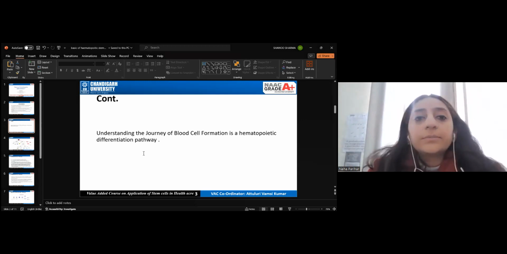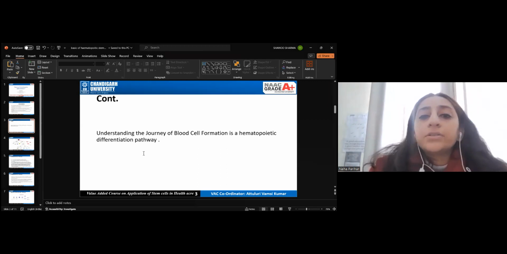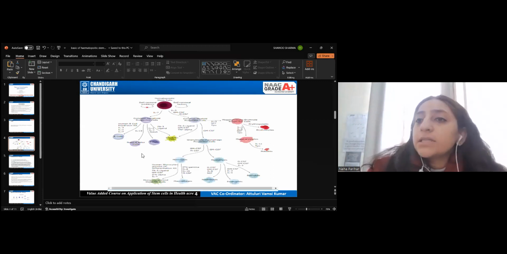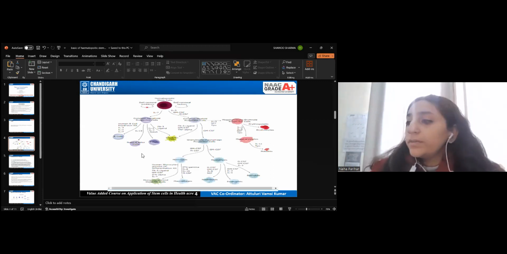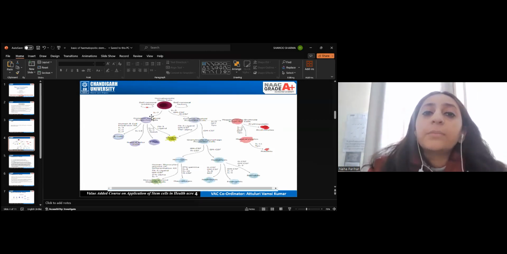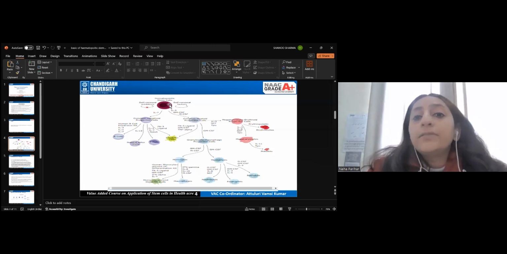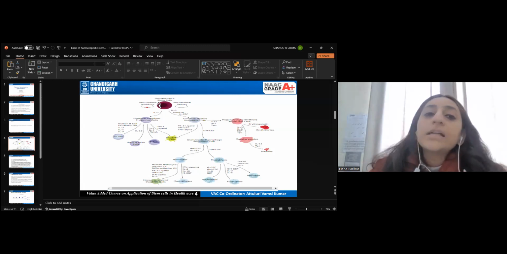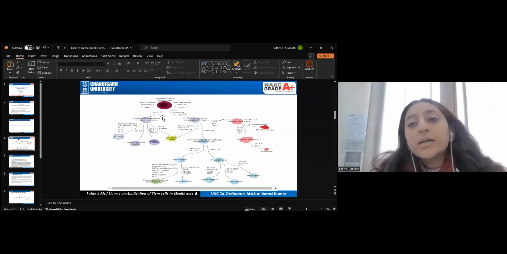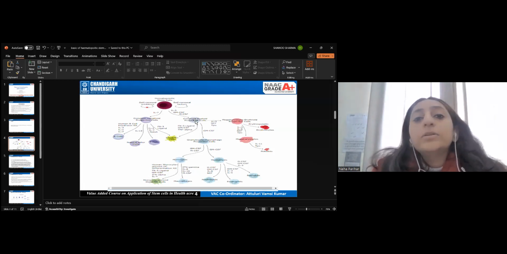In this session, we will be going through the basics of the differentiation pathway. As you all know, the hematopoietic stem cells have the ability to self-replicate, and they have the ability to give rise to the other cell lineages. These cells are the progenitor cells. Progenitor cells are those biological cells which have the ability to produce new types of cells.